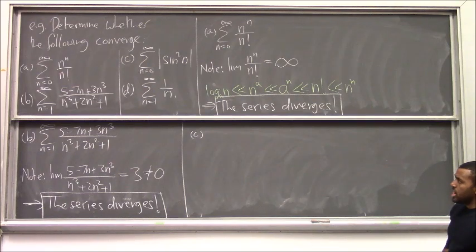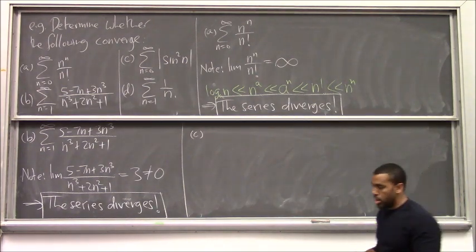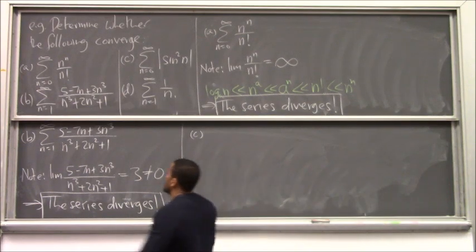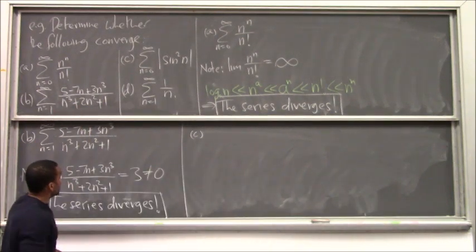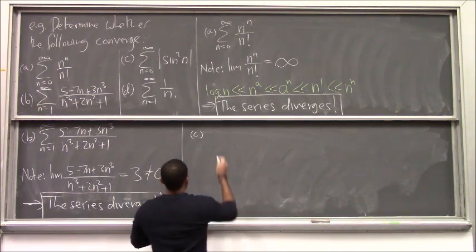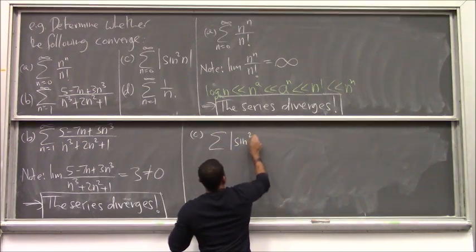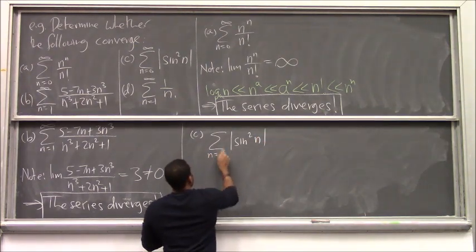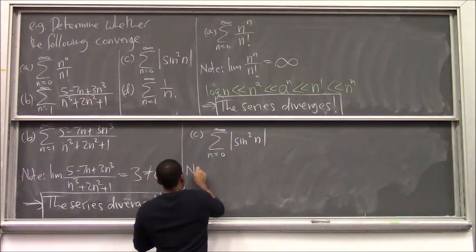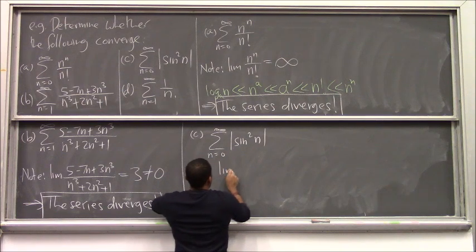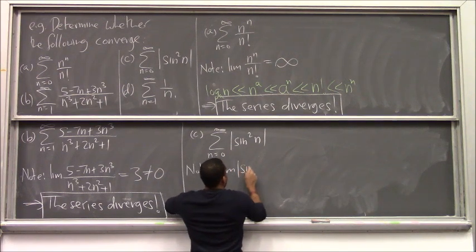So this is the test for divergence. It is actually one of the easiest tests to do, and it pretty much amounts to checking the limit of the sequence expression, and if it doesn't go to 0, it diverges. The third example: what is the limit of the absolute value of sin squared n?